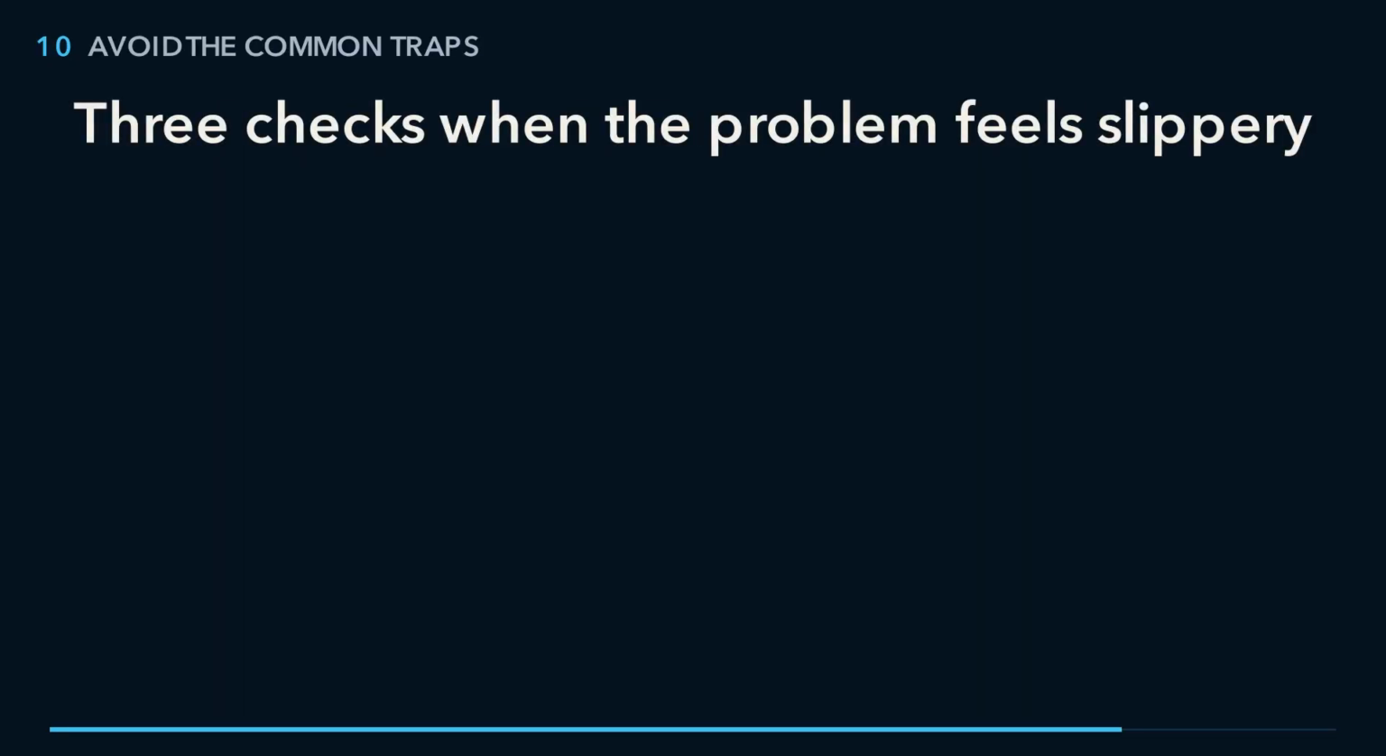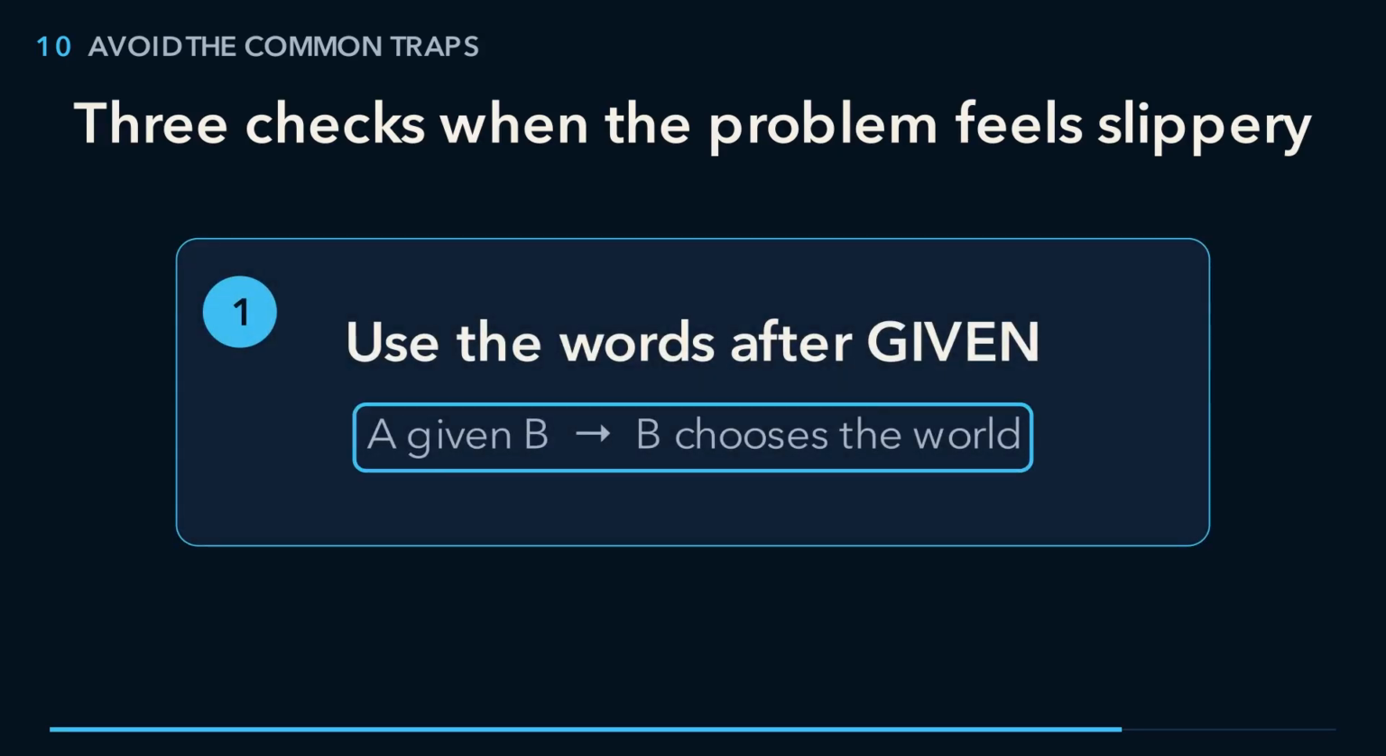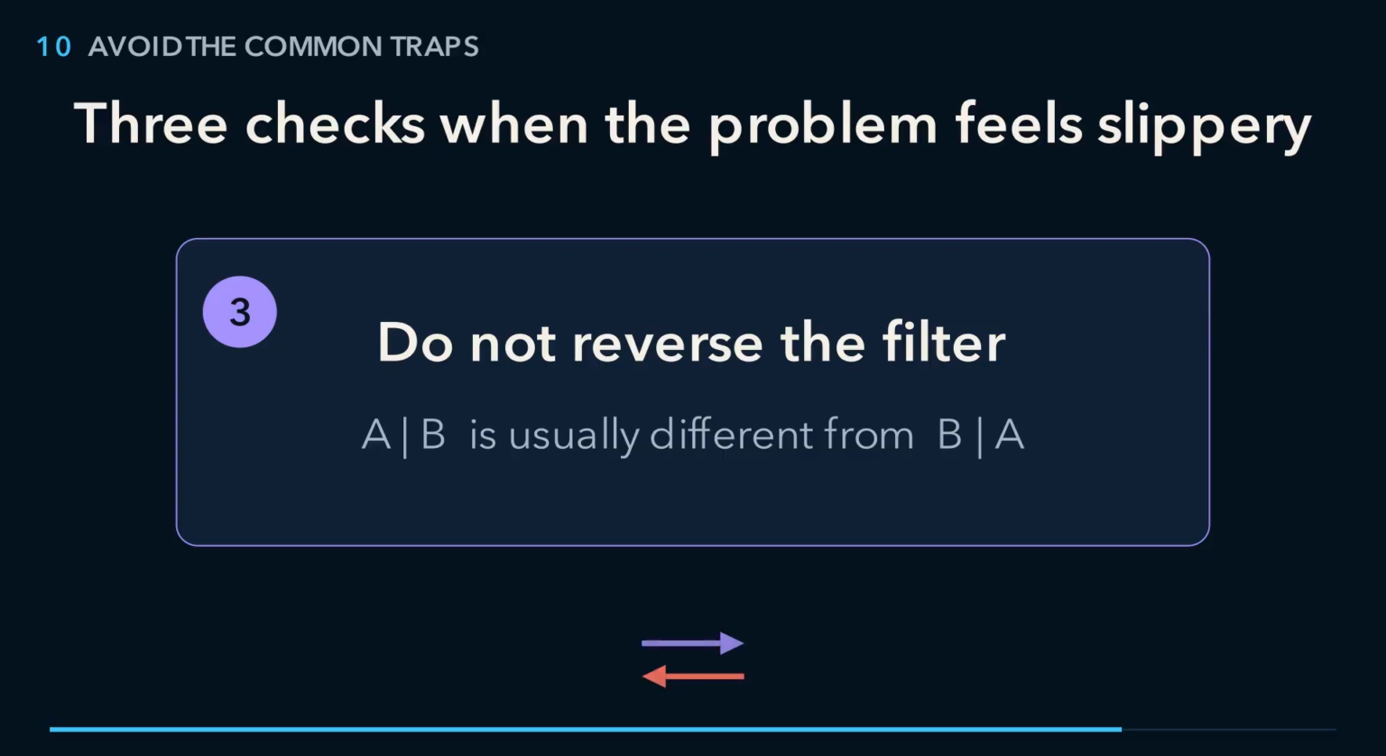When a conditional probability problem feels confusing, check 3 things. 1. Did you filter using the words after given? In a given B, B chooses the new world. 2. Did you count the overlap in the numerator? The successful cases must be both A and B, not merely A somewhere in the original world. 3. Did you reverse the question? A given B usually differs from B given A because the 2 filters keep different groups.